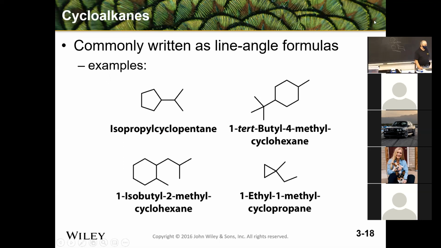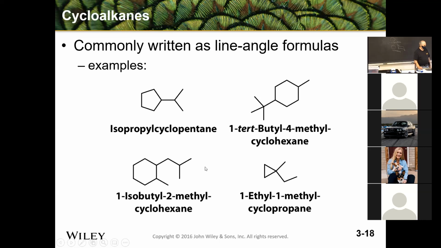And then we alphabetize and we give the substituents the lowest set of numbers. So butyl comes before methyl, so that's listed first. This is a tert-butyl group, kind of looks like a T. And then we have a methyl group on 4. 1-tert-butyl-4-methylcyclohexane.